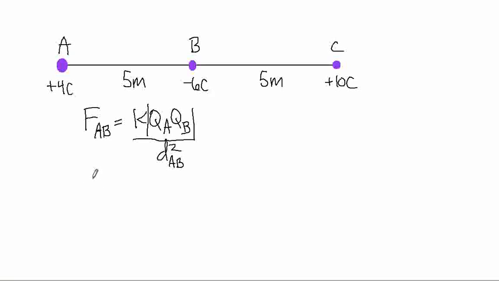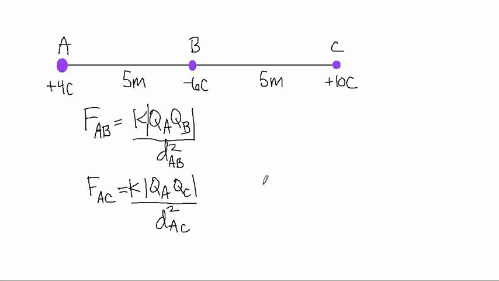All right, and then we also have F sub AC, right? This is the electric force with respect to objects A and C, and that would equal, the magnitude will equal K times the absolute value of QA, QC divided by D, we'll call it D sub AC squared, the distance between objects A and C.